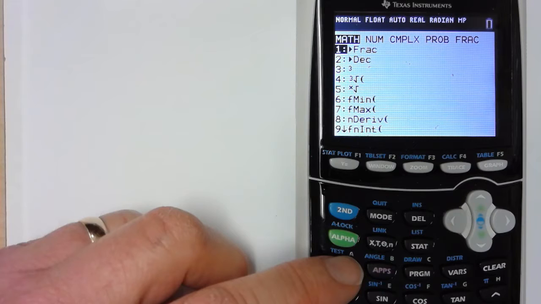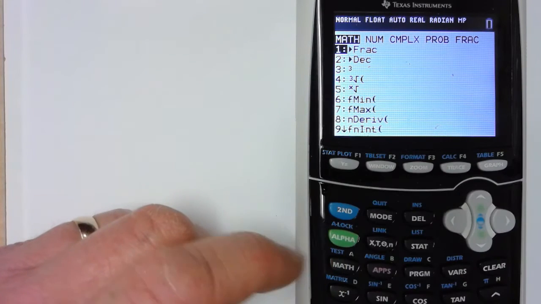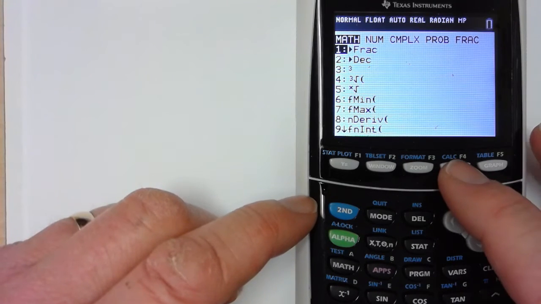There are two buttons that you need to know about: nDeriv and fnInt. You can also access those under the calculate menu here as well.